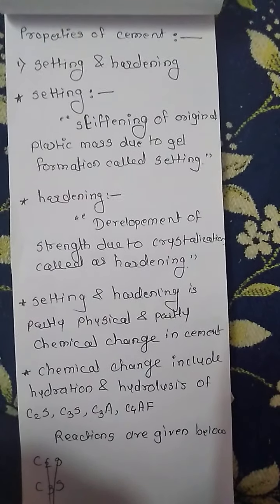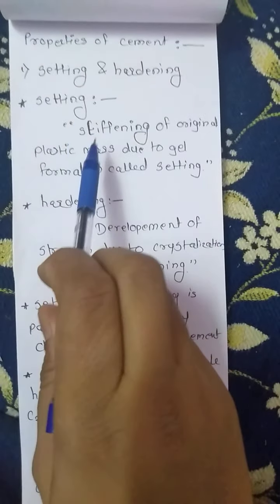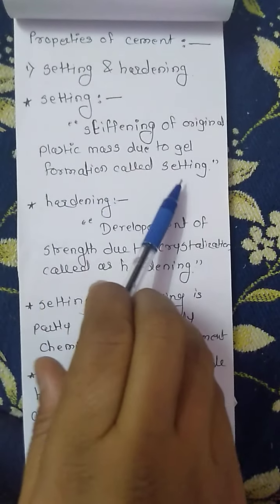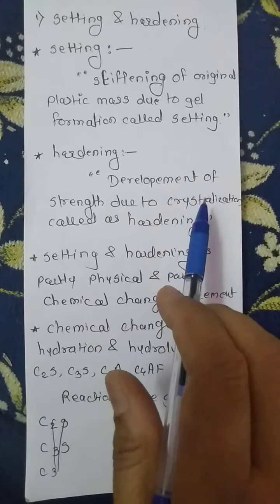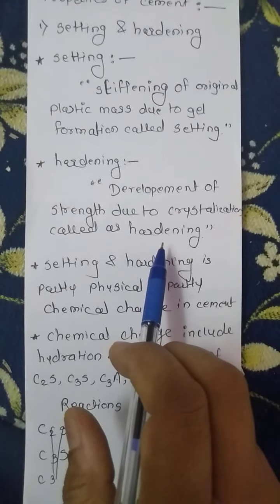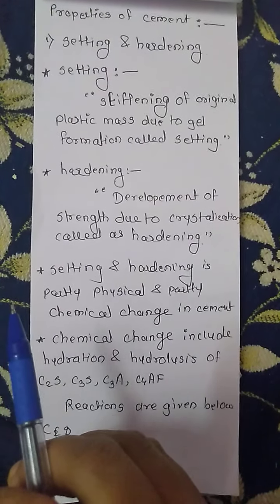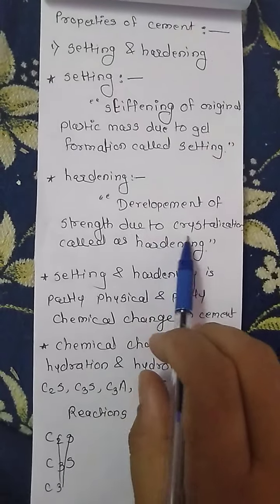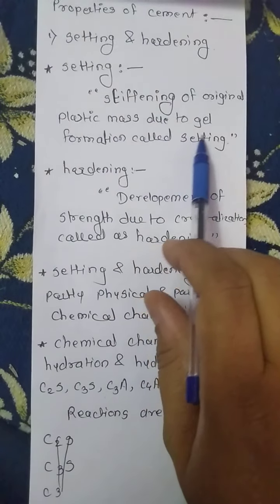Okay. Now, what is exactly the definition of setting? See, setting, a stiffening of the original plastic mass due to gel formation, is called setting. Okay. And what is hardening? A development of strength due to crystallization is called hardening. Okay. So whenever we mix water in cement, it forms a plastic mass, and that plastic mass after some time becomes hard. So that hardness is because of crystal formation, and the strength which cement gets is because of the gel formation.